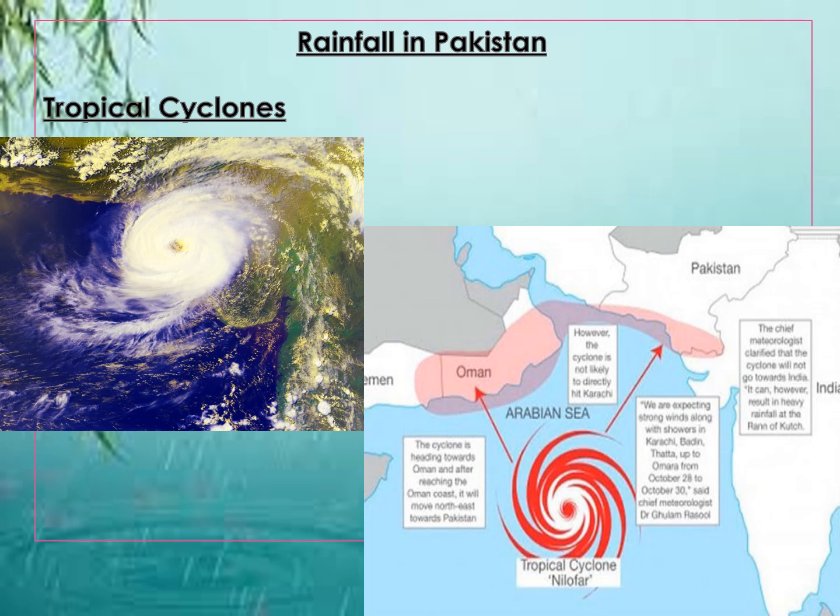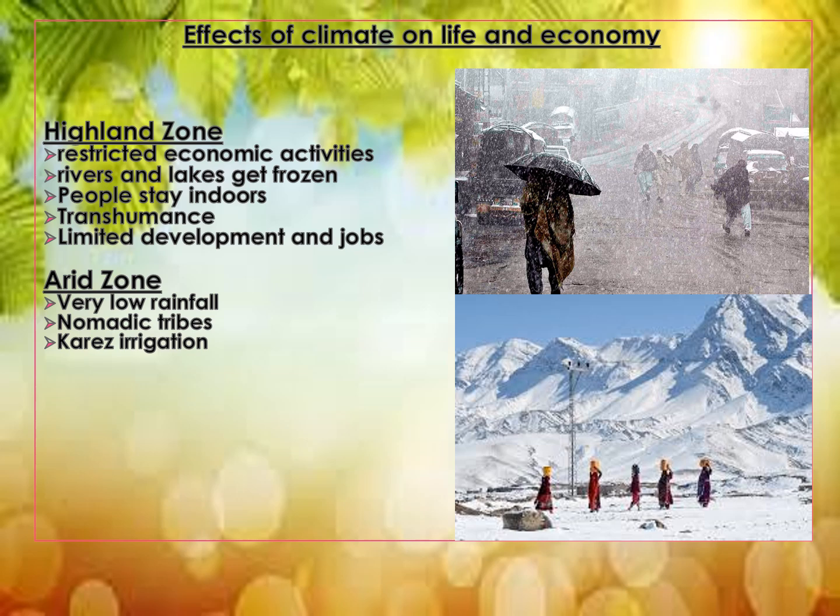So these were the sources of the rainfall. Now we'll talk about the effects of climate on the life and economy in different zones. What are the effects of climate on the life and economy of the people living in those zones? Number one, let's discuss the highland zone. There are sub-freezing winter temperatures which restrict many economic activities. Snow covers grass and agricultural farms, and rivers and lakes get frozen.